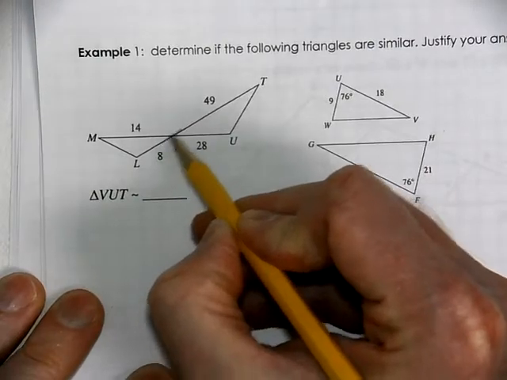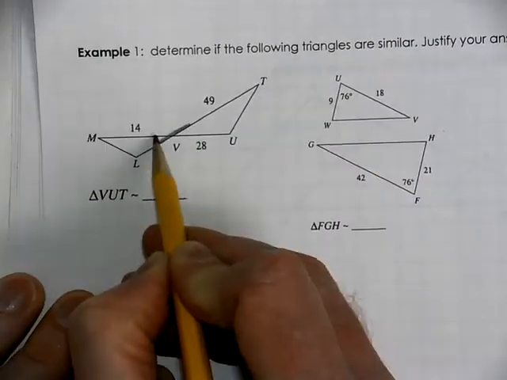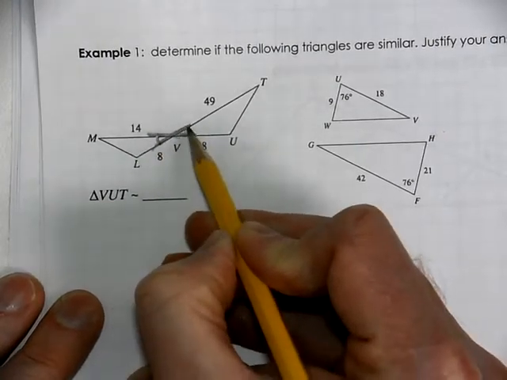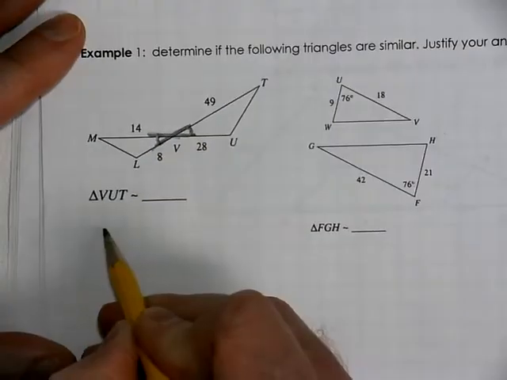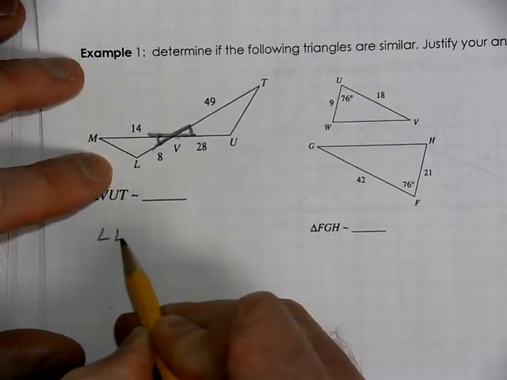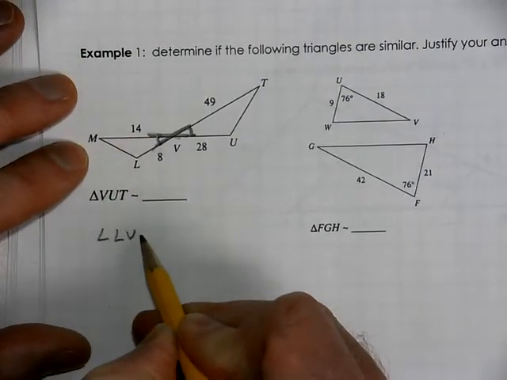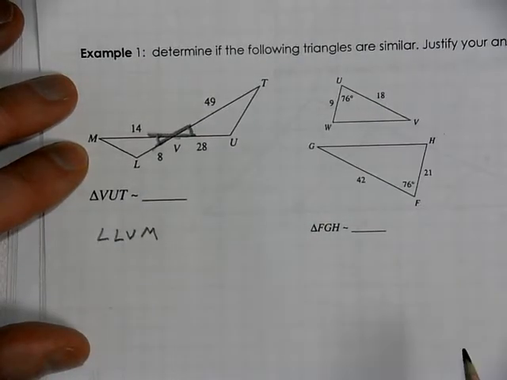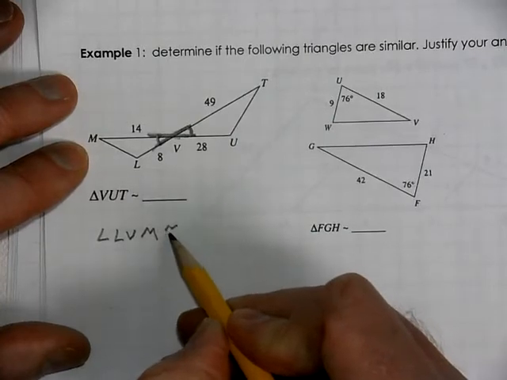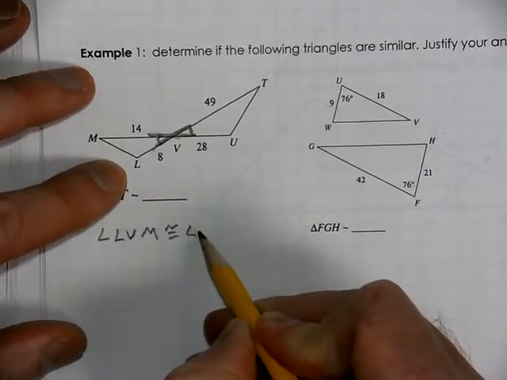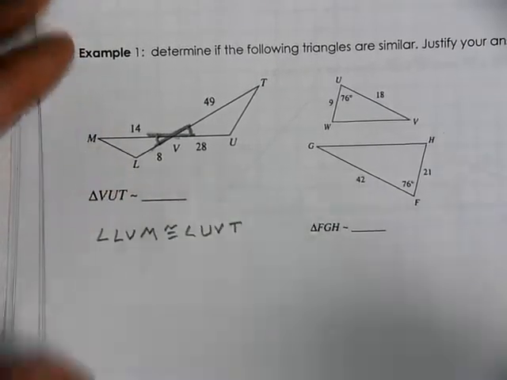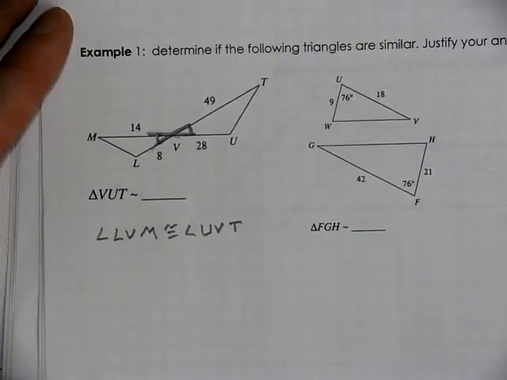Well, I see the big X, and a big X like that tells me that I have vertical angles. So I know that angle LVM, you can't just say V, you got to use three letters, is congruent to angle UVT because of vertical angles.